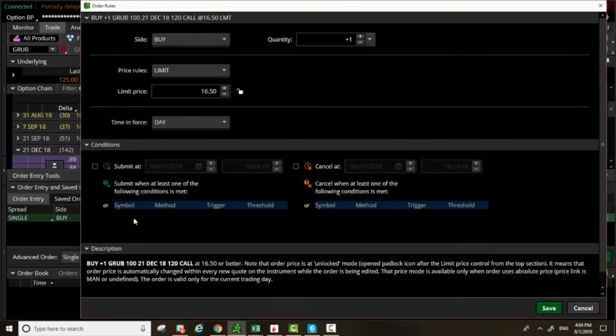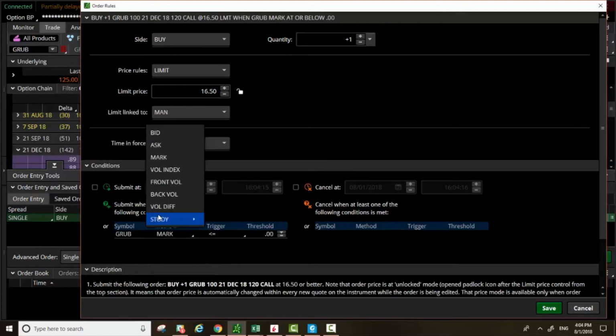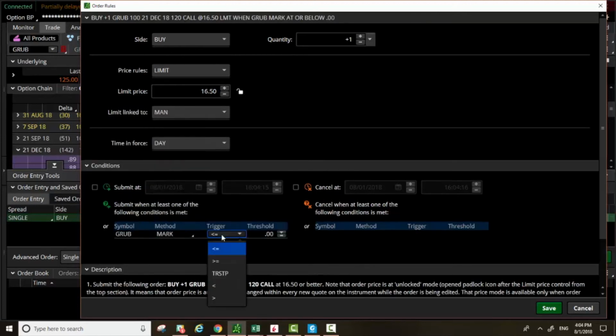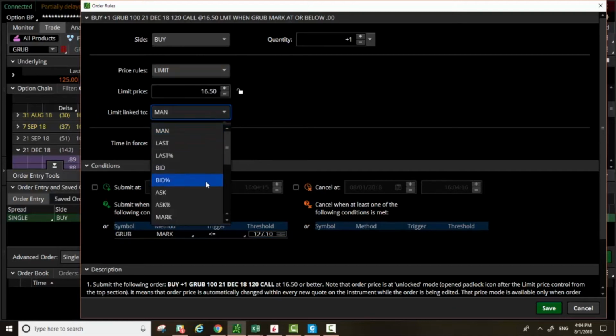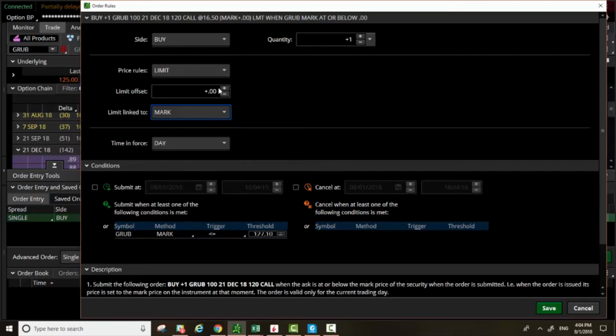And we want to put some things in here. First of all, we don't want anything to do with this trade unless it does what we want. So we want to go greater than or equal to 127.10, which is what we came up with. Okay, and now we want to link this up. We're going to leave it as a limit. We're going to go to the mark price, and we're going to add a little bit, because we want it to be in the middle of the bid and the ask. So we'll add a bid here.